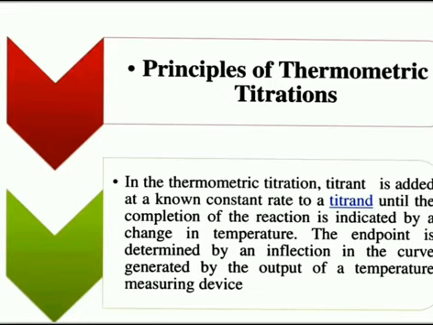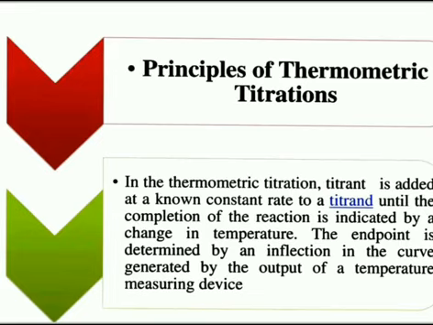So the principle involved in thermometric titration is the measurement of the change of temperature of a solution during titration as a function of the volume of the titrant added, and the change in temperature is due to the heat changes during the reaction. So the endpoint is indicated by the sharp break in the temperature versus volume curve.